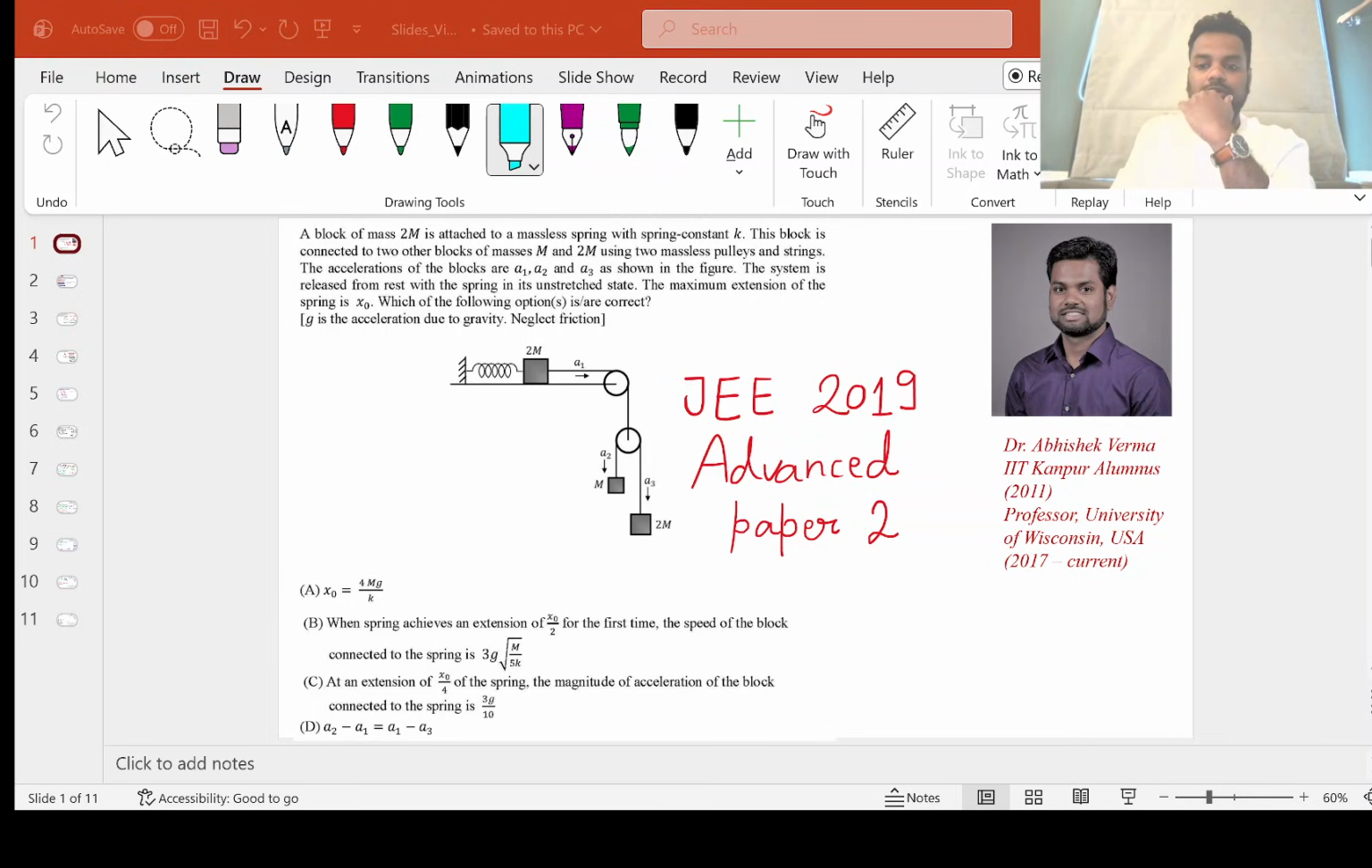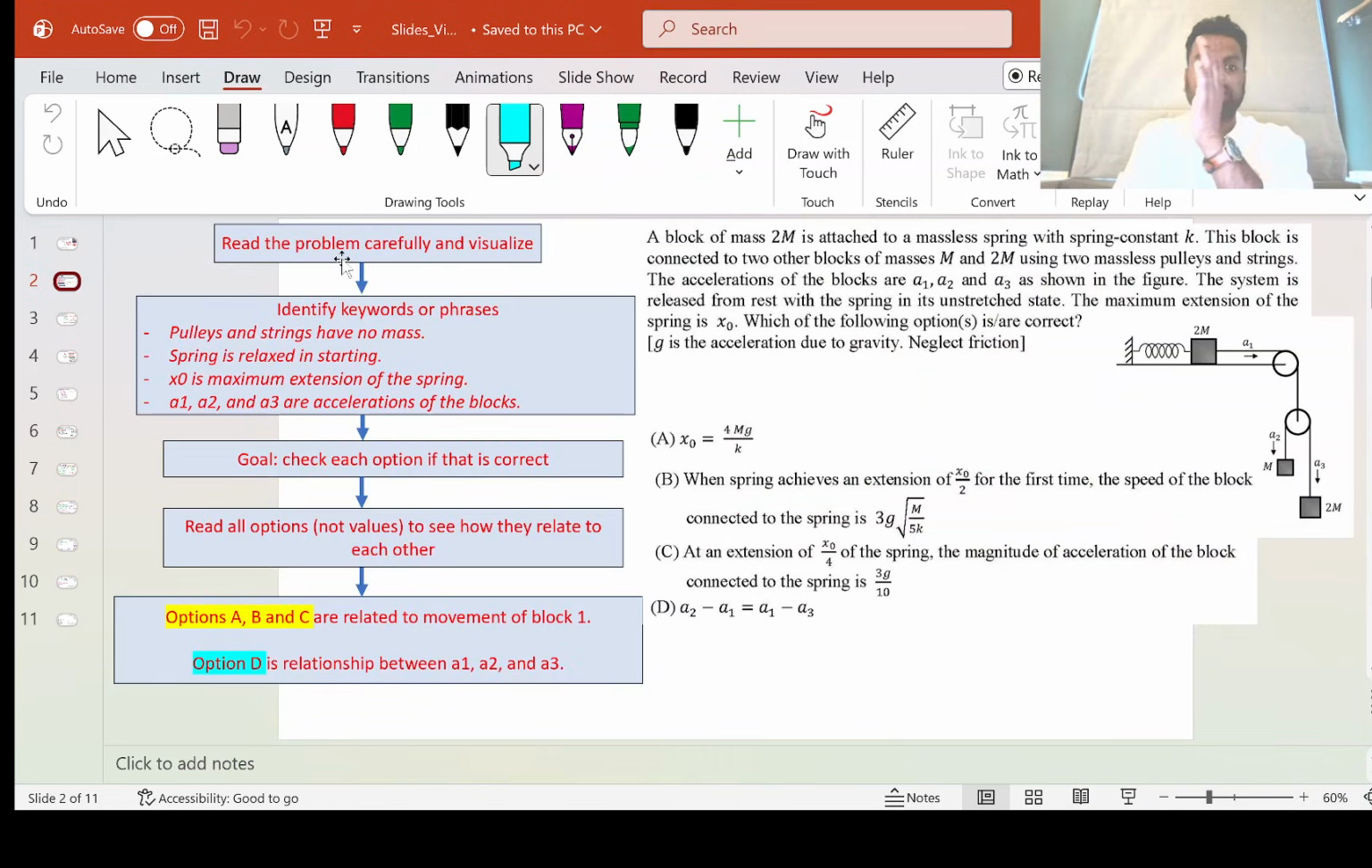In this video, we will work on this problem from 2019 paper 2. First step, read the problem carefully and identify the keywords. So if you read the problem, you will see in this problem there are three blocks.